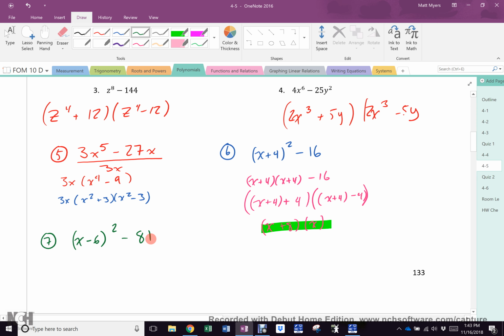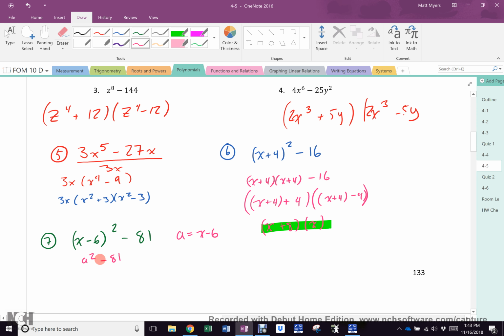Ugly, yeah? Make it look like something we like. A equals x minus 6. What does that mean? Anywhere I see x minus 6, what can I write? A. Do I see x minus 6? Yeah. So what can I write there? A squared. A squared minus 81.